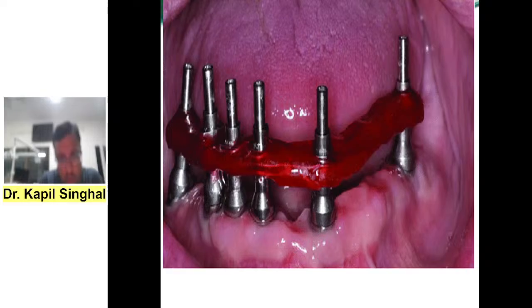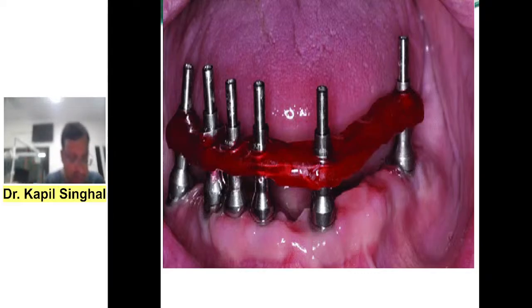Now they can ask you why the pattern resin is used. So that all the impression posts are splinted together and they don't move during the impression, so that the impression is rigidly taken and there is no error in your impression. Now they can ask you why only a pattern resin is used, why not a cold cure or a composite. So please remember, in a pattern resin there is no polymerization shrinkage. That is why a pattern resin is preferred as compared to a cold cure or other materials like composite. Pattern resin has no polymerization shrinkage.